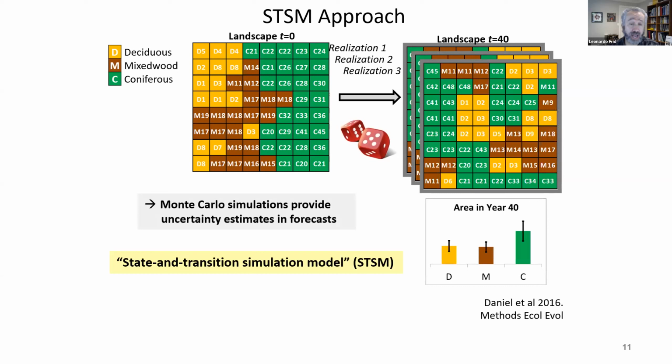And because it's a stochastic model, we usually run the model many times. We call these Monte Carlo realizations. And that gives us a sense both of the kind of expectation of what the landscape might look like at some point in the future, but also a sense of what the variability in that expectation might be. And so that in this little simple example is represented by the error bar shown on the screen.